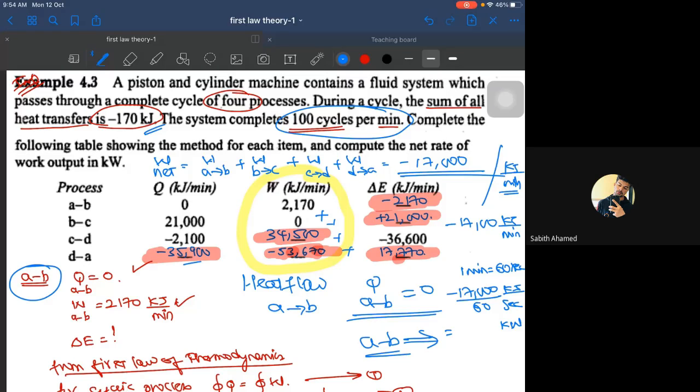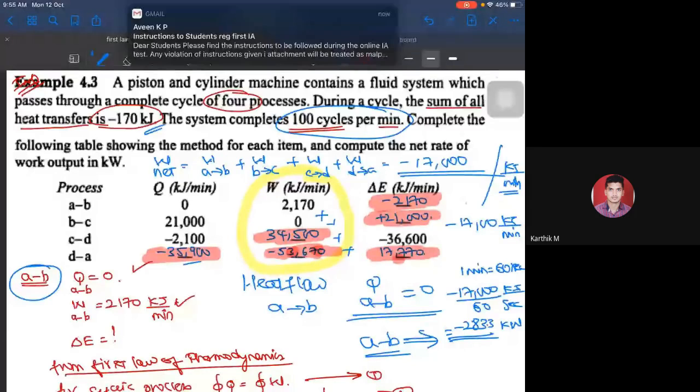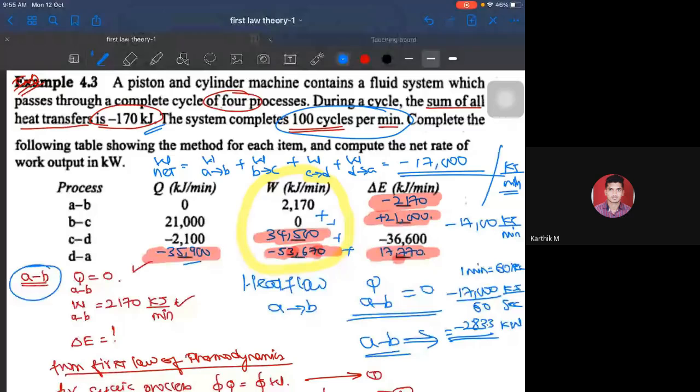So give me the final answer. Good point, sir. Minus 283.33. Minus 283.3. Okay. Anything else left? I think covered, I guess. Any doubts here? No, sir.